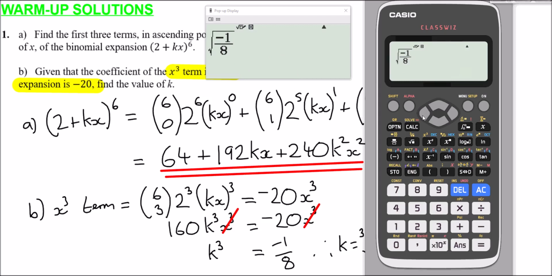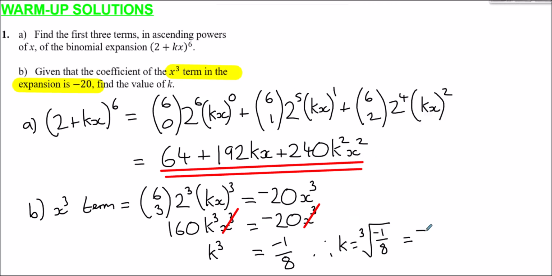Okay, so cube root. So get the right button, Mr. Bailey. So shift that one, that's what we need. So minus 1/8. Get negative a half, like I say. So that's what k is. Therefore, we've done the first question.